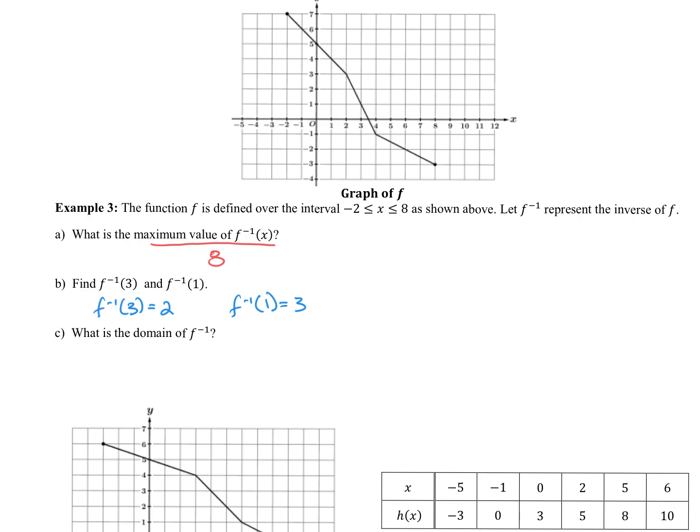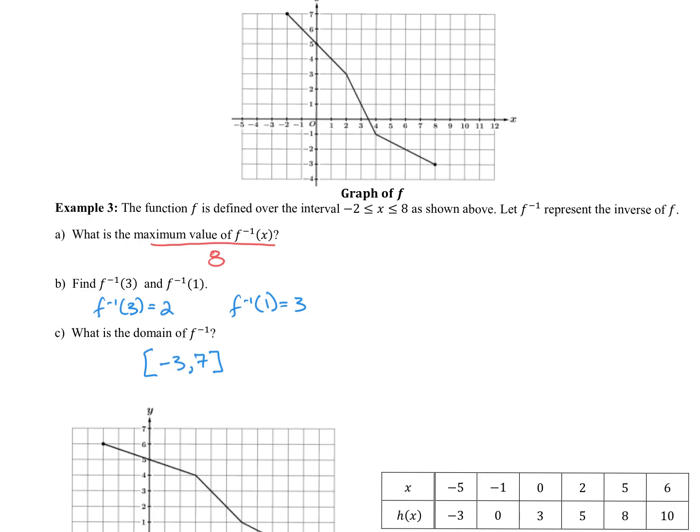All right. Part C. So what is the domain of f inverse? And so the domain of f would be in terms of what? X. And so the domain of f inverse is actually the y's. All right. And so now this would be what? From what? -3 to 7. And so the domain of f inverse would be -3 to 7. Again, because what's an inverse? It's a switch in x and y.